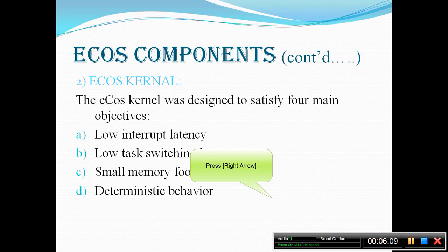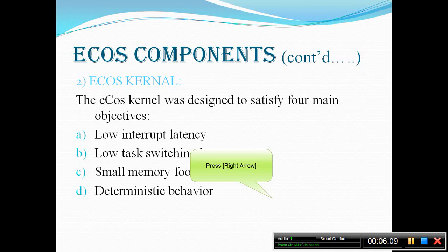the next component of eCos, that is the eCos kernel. The eCos kernel is mainly designed to satisfy the following objectives, that is low interrupt latency, low task switching latency, small memory footprint, and deterministic behavior. So, what is low interrupt latency? It is the time it takes to respond to an interrupt and begin executing the ISR. ISR is interrupt service routine.